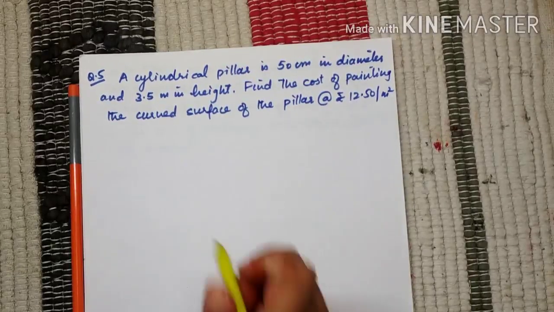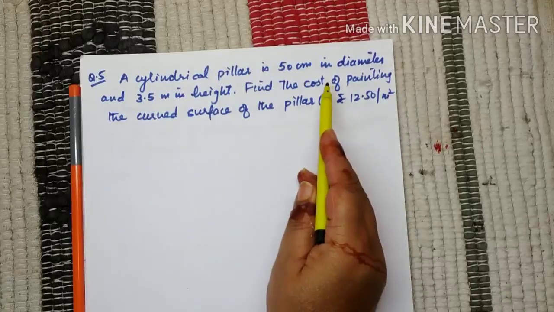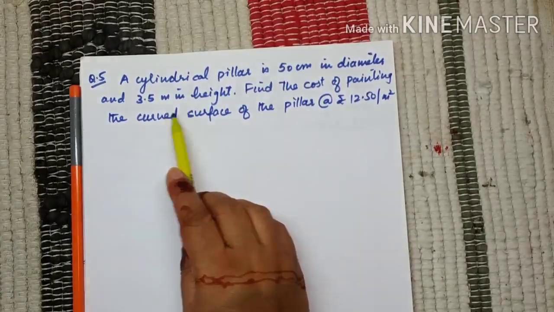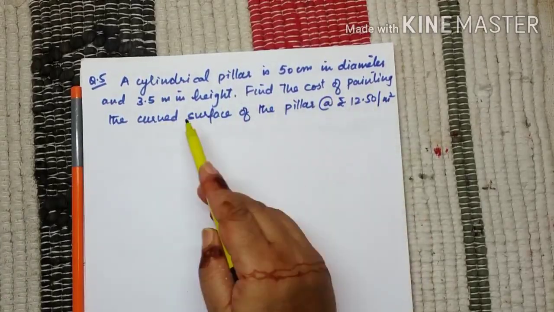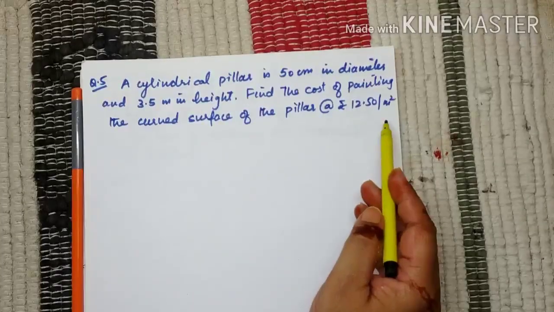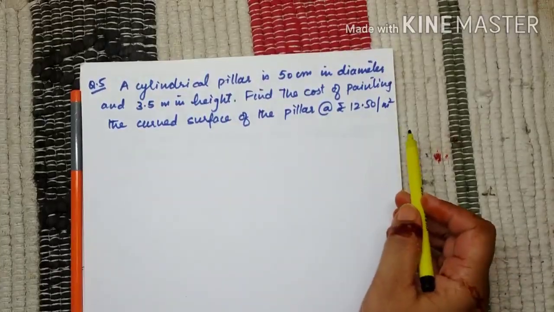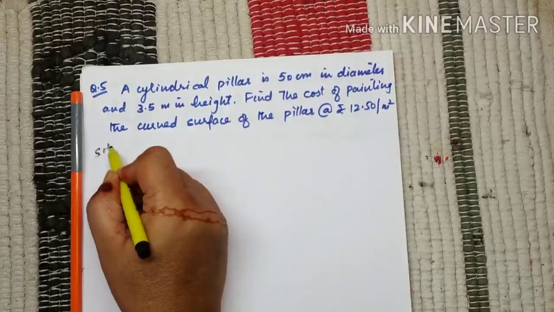Question says a cylindrical pillar is 50 centimeter in diameter and height is 3.5 meter. Find the cost of painting the curved surface of the pillar at the rate of rupees 12.50 per meter square. So we start with the solution.